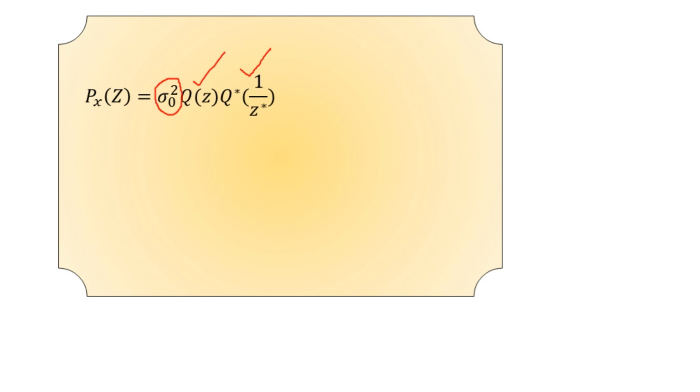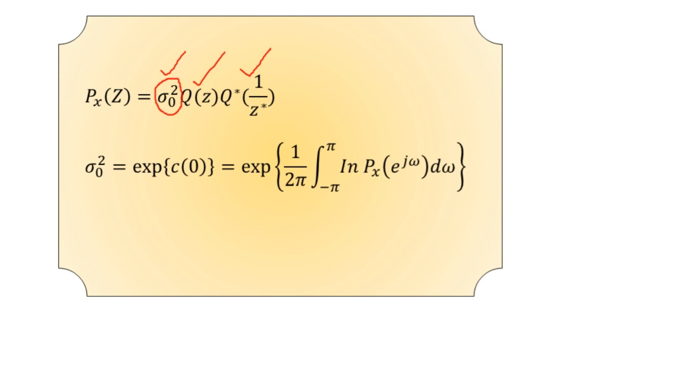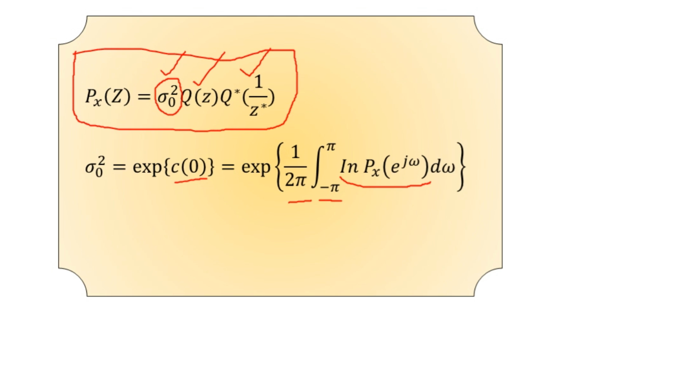Now this sigma 0 square, generally the representation of variance is with sigma square here. So this is nothing but the exponential of c of 0, which can be computed by substitution from one of our previous formulations. In place of c of 0 we have that previous formulation: 1 upon 2 pi integral from minus pi to plus pi of the natural logarithm ln of Px of e to the power j omega, d omega. So this is the spectral factorization expression outlined here.